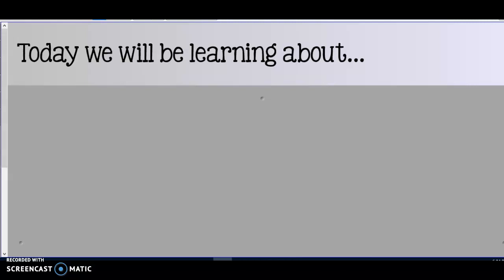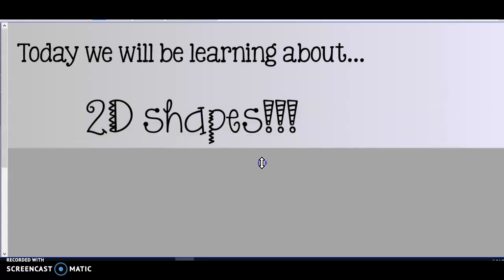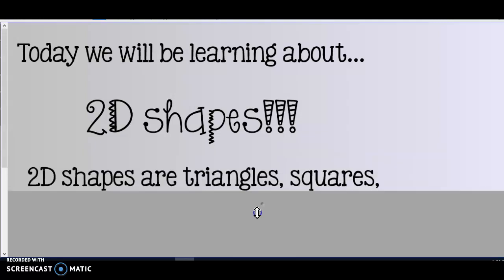Hello class, today we are going to be learning about 2D shapes. I told you that we would get to learn about shapes. So we're going to go ahead and jump right into our lesson.